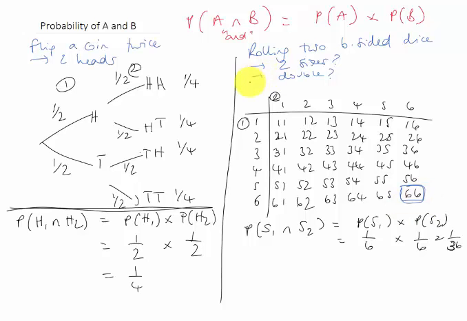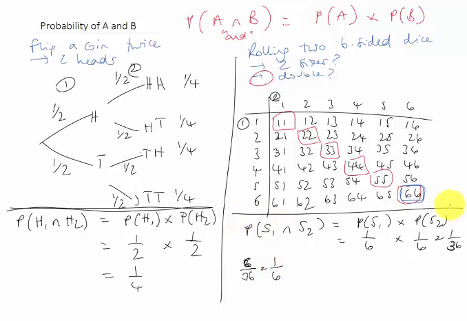Now, how about a double? So that's any 2 numbers that are the same as each other. So that could be 2 1s, 2s, 3s, 4s, 5s, or 6s. So here you can see there are 36 different possibilities, and 1, 2, 3, 4, 5, 6 of those are doubles. So that's 6 out of 36, or 1 in 6. So in fact, that is the probability.